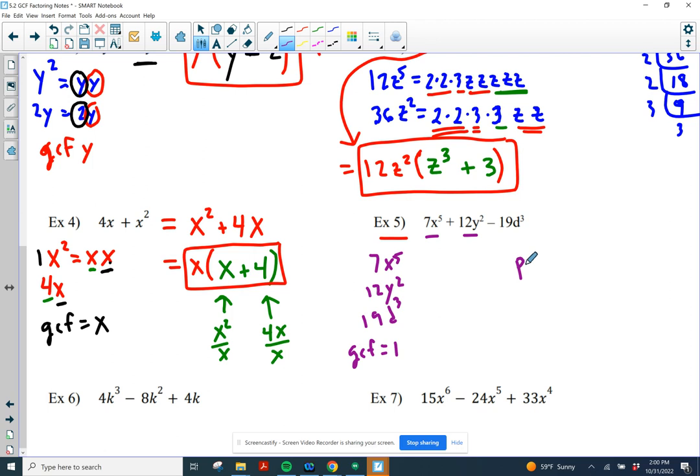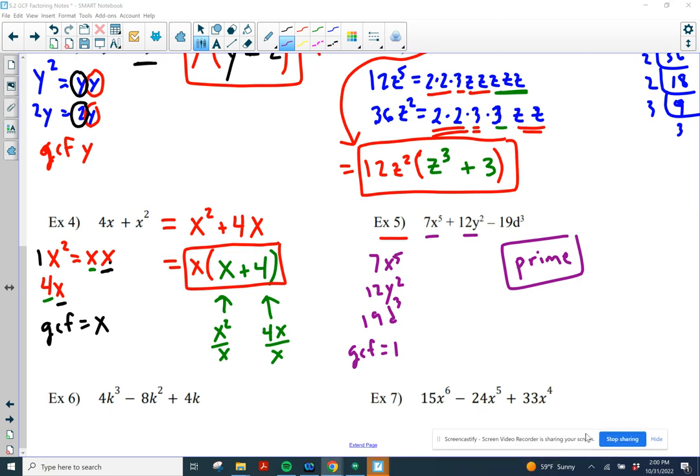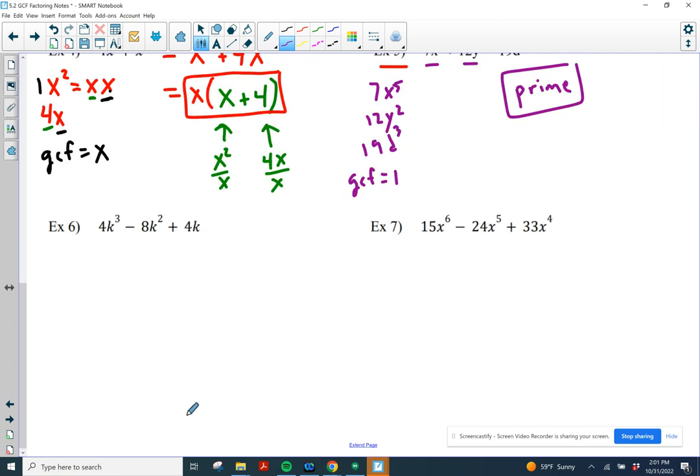So this is one of those where if the GCF is a 1, we call it prime. Okay? We'll learn some other factoring techniques later on, but even with the new factoring techniques that we learn later on, that one's still going to be prime. Okay.